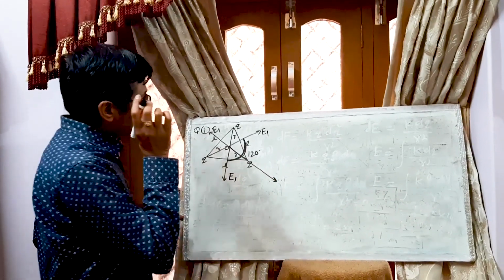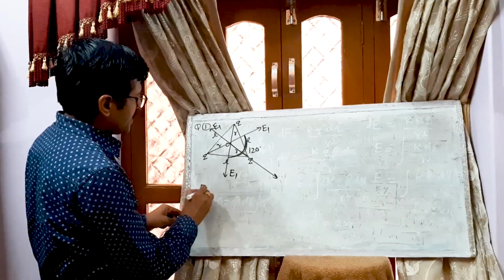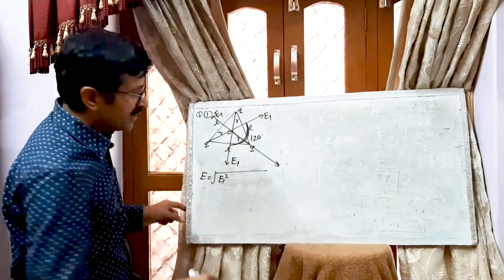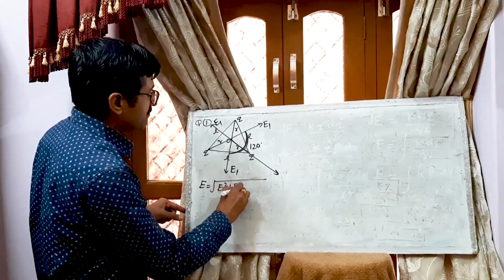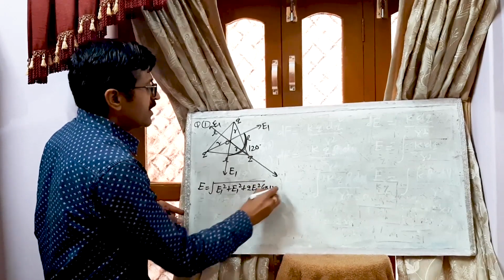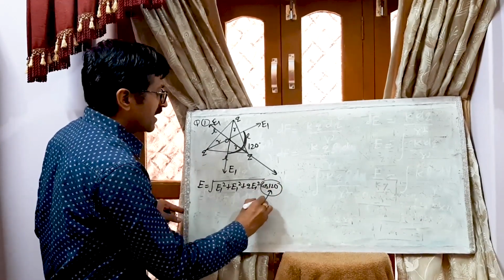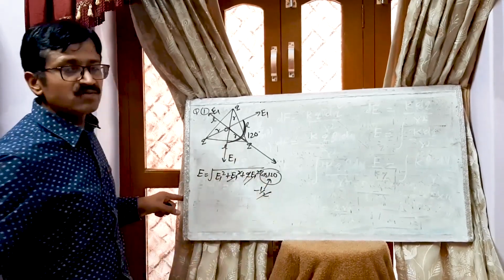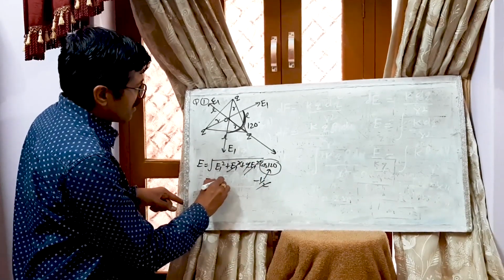Their resultant will be in this direction. This resultant will be E equal to under root E1 square plus E1 square plus 2 E1 square cos 120, by vector form. You know cos 120 will be minus 1 by 2. This 2 will get cancelled, and minus E square plus E square will get cancelled. So you will have E1.